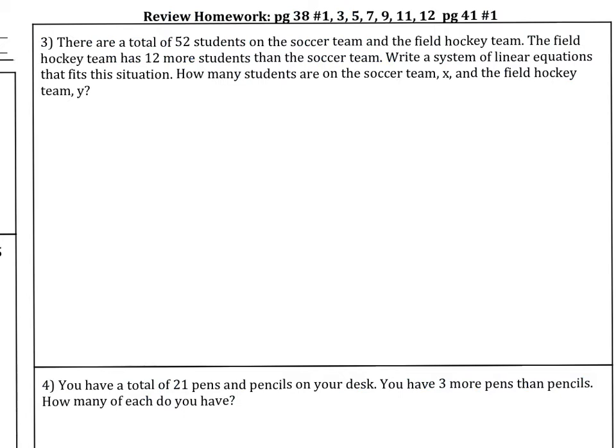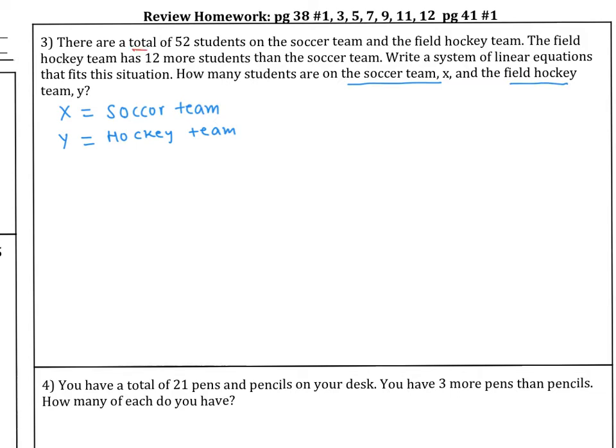Now let's do number 3 here. There are a total of 52 students on the soccer team and the field hockey team. The field hockey team has 12 more students than the soccer team. Write a system of linear equations that fits this situation. How many students are on the soccer team, X, and the field hockey team, Y? So the variables are already decided for us. We are going to choose soccer team as X and field hockey team as Y.